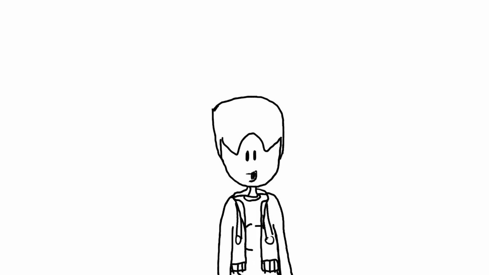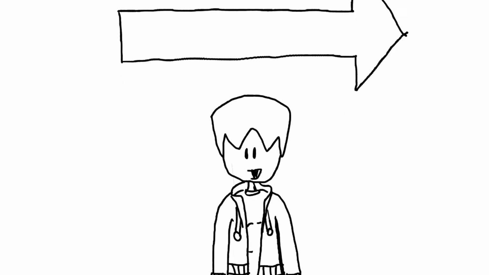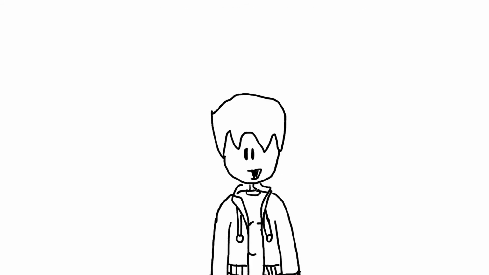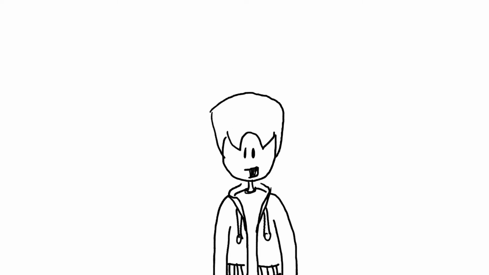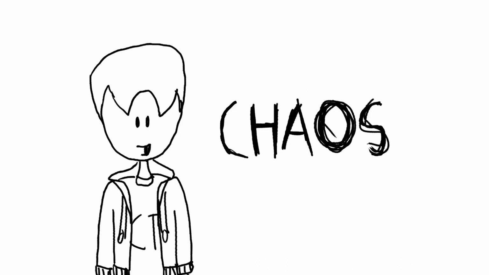One concept proposed by scientists is the arrow of time, a theory that attempts to define time. But before we can grasp the concept of the arrow of time, we must first understand what entropy is. Entropy is defined as a degree of disorder or uncertainty in a system. In essence, the amount of chaos in a system.